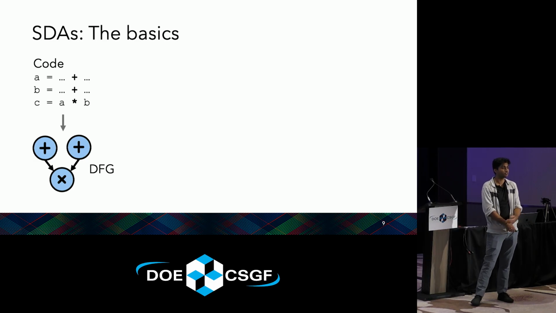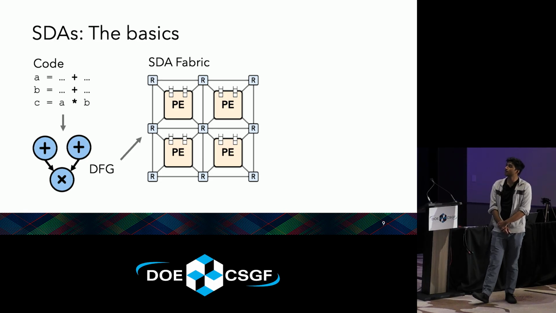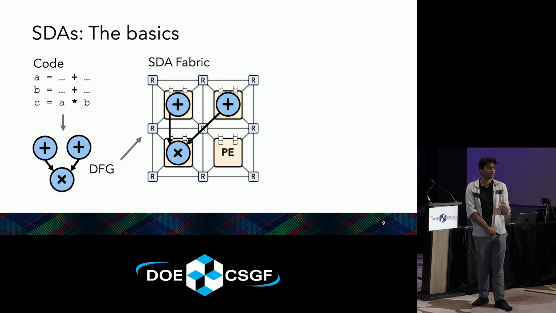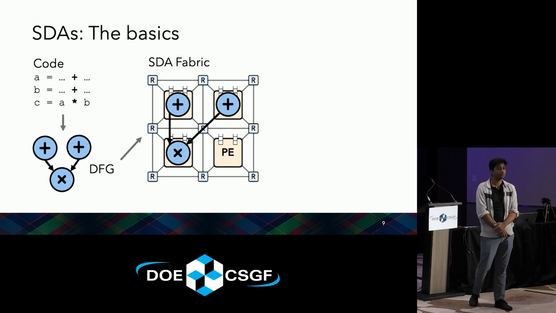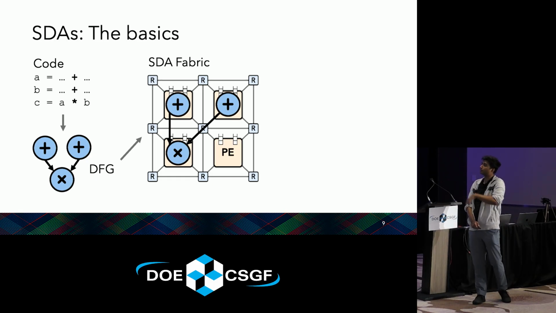These are dependent, and so they're communicating to each other. And these are represented and mapped onto a spatial data flow fabric, where each instruction is mapped onto a PE, or processing element, and they communicate directly to each other. And so we have PEs here. We have a network that's abbreviated with R all around it.